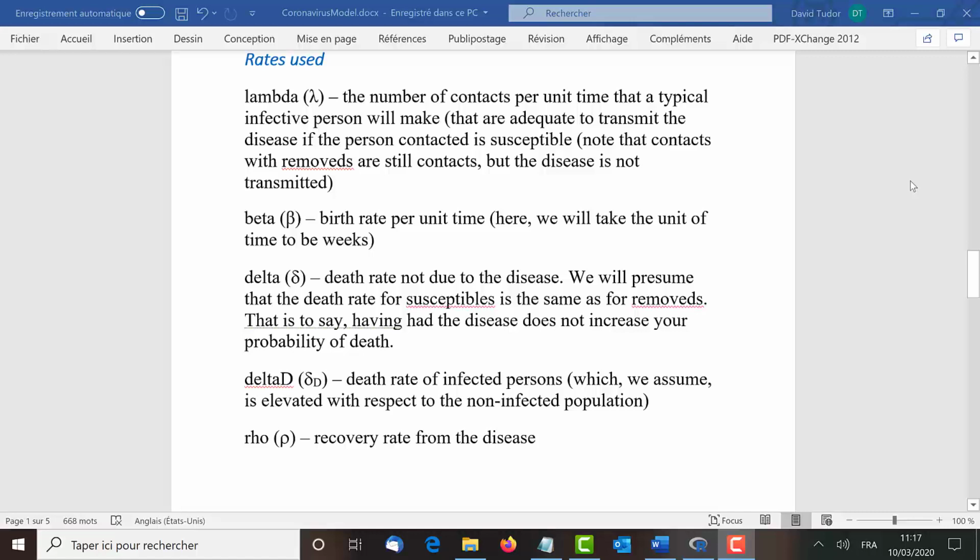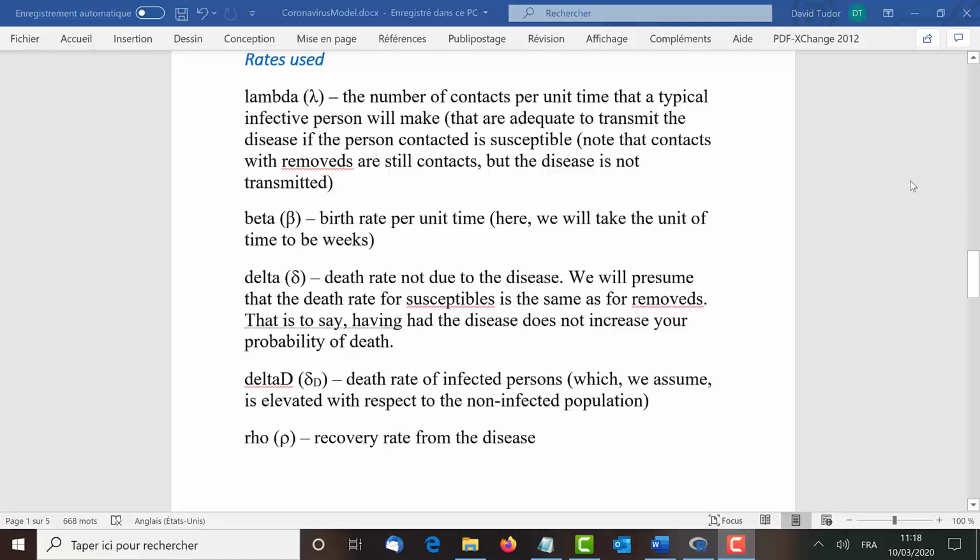The rates that we're going to use here are lambda, as I mentioned before, the number of contacts per unit time that a typical infective person will make, contacts that will transmit the disease if the person contacted is susceptible. Note here that contacts with removed persons are still contacts, but the disease is not transmitted. Beta we'll use as the birth rate. Delta is the death rate, not due to disease, or not among infective people. We will presume that the death rate is the same for people who are susceptible as it is for people who are removed, so that having had the disease does not increase your probability of death.